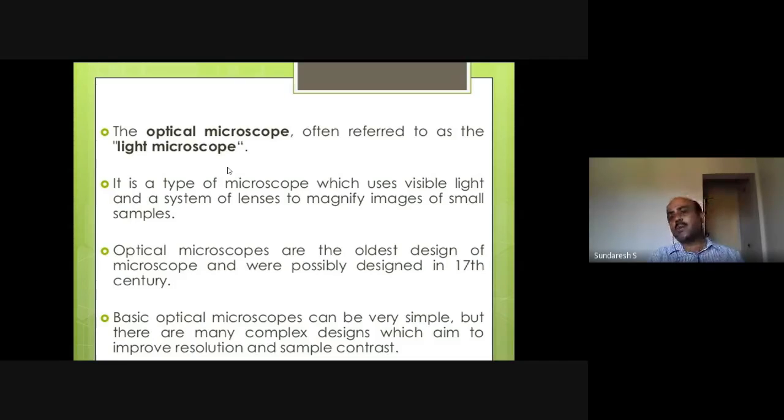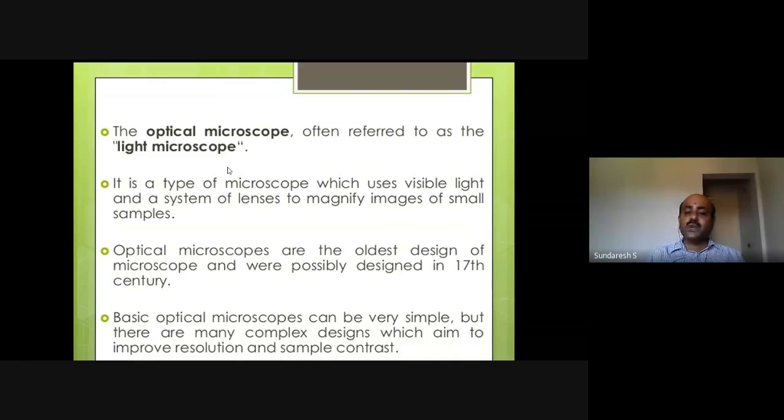I think you might have done the experiment on preparation of specimens for metallurgical or microscopic study in your metal testing laboratory. There you learned how specimens are prepared and how you can observe the microstructure through the microscope. It is the same here: visible light and a system of lenses are used to magnify images of small samples. When you keep the sample just below the objective lens, you can easily focus it and see the magnified images.